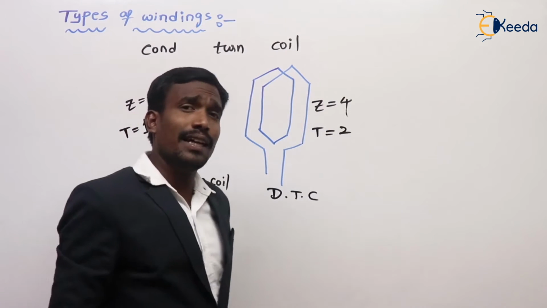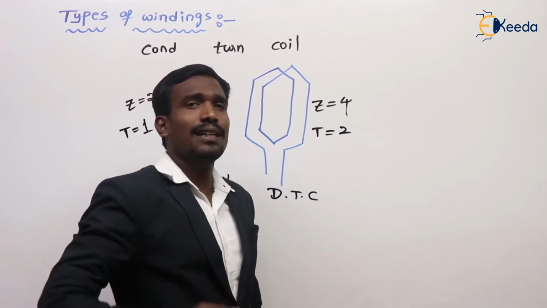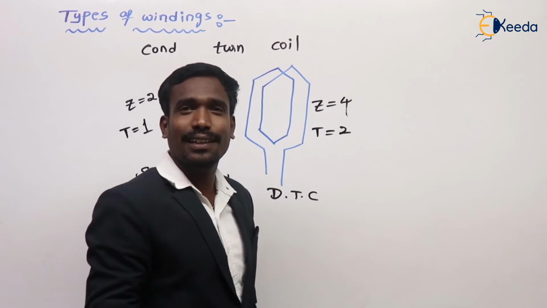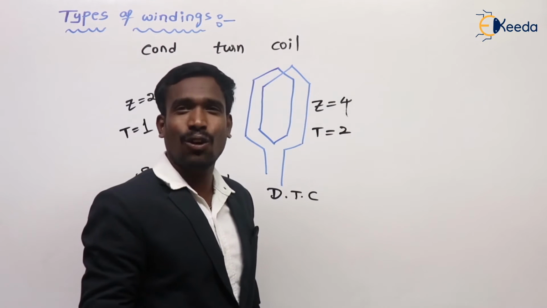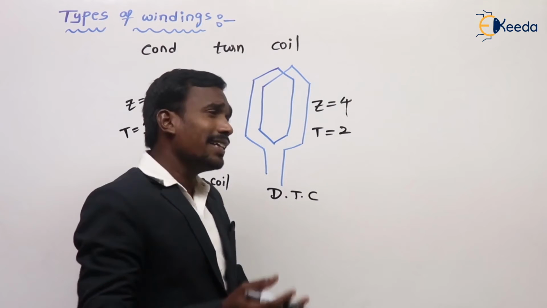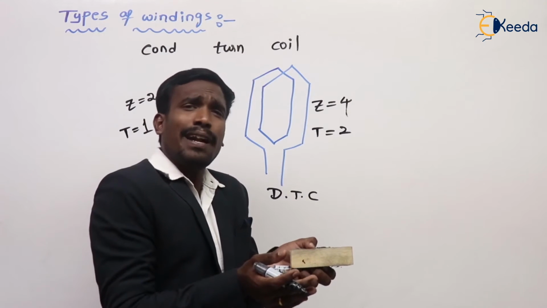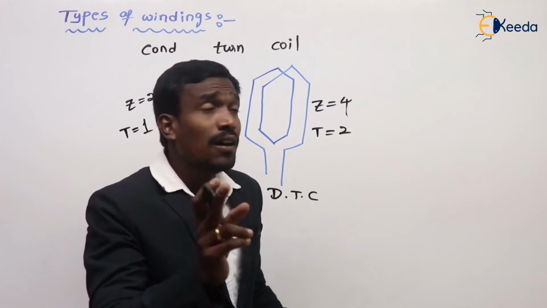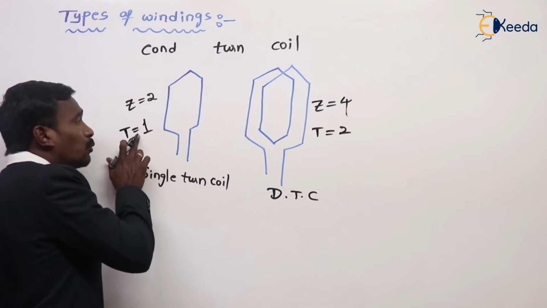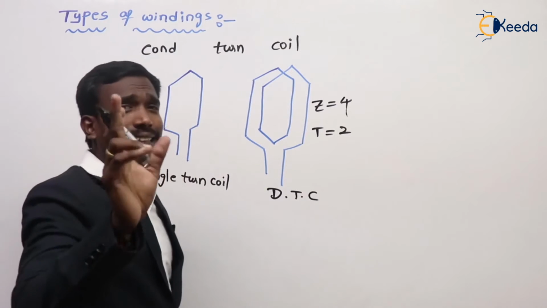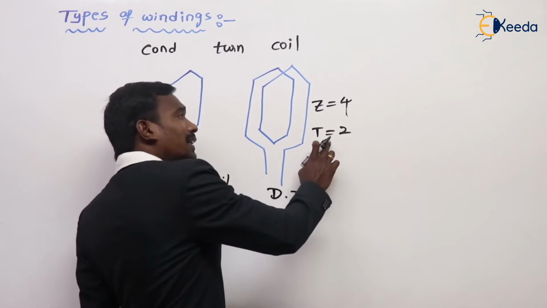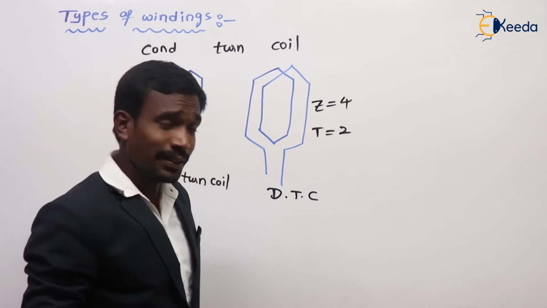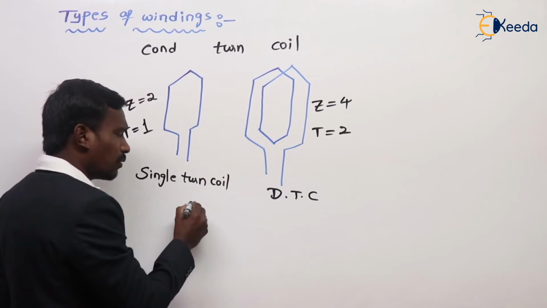If 3 turns are there, triple turn coil. If 4 turns are there, quadruple turn coil. If more than that, multi-turn coil. Nothing but in a coil, the number of turns may be 1, 2, 3 and so on, any. But for one turn, we have two conductors. This is very important.